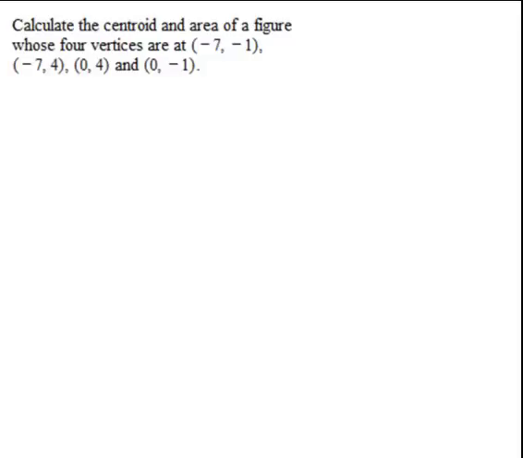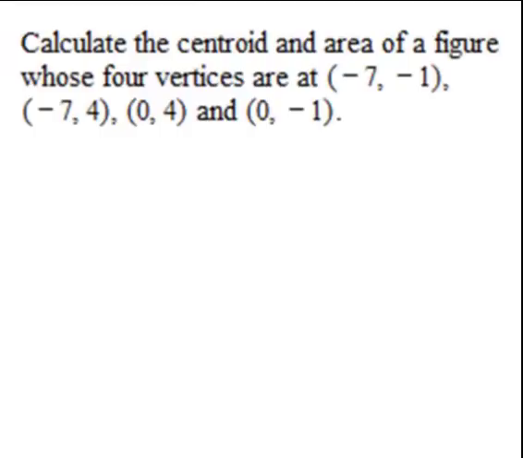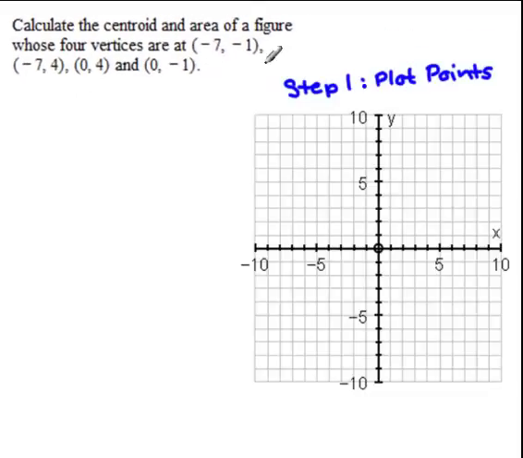Calculate the centroid and the area of a figure whose four vertices are at (-7, -1), (-7, 4), (0, 4), and (0, -1). The first thing I would do with this problem is plot those 4 points on a rectangular coordinate system. (-7, -1) is right here.